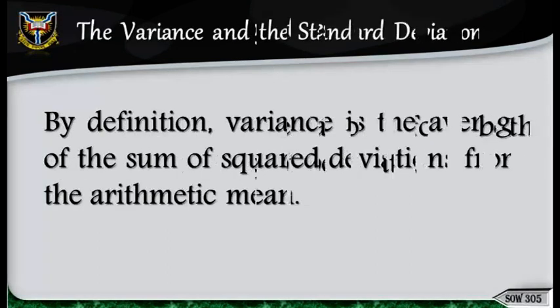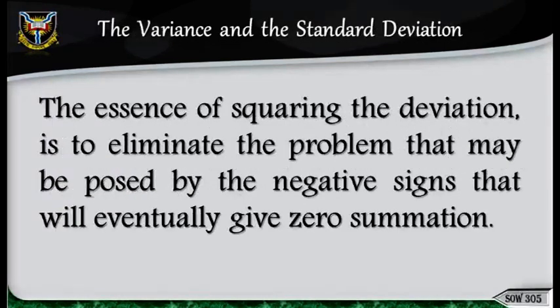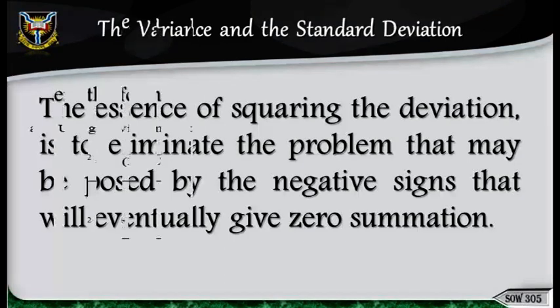Content. The variance and the standard deviation. By definition, variance is the average of the sum of squared deviations from the arithmetic mean. The essence of squaring the deviation, as earlier mentioned, is to eliminate the problem that may be posed by the negative signs that will eventually give zero summation.